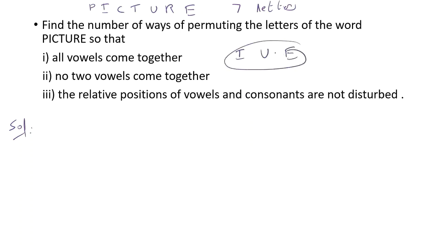And the remaining 4 are consonants. So what are the consonants that we have? P, C, T, R. These 4 are the consonants. These 3 are vowels and these 4 are the consonants.